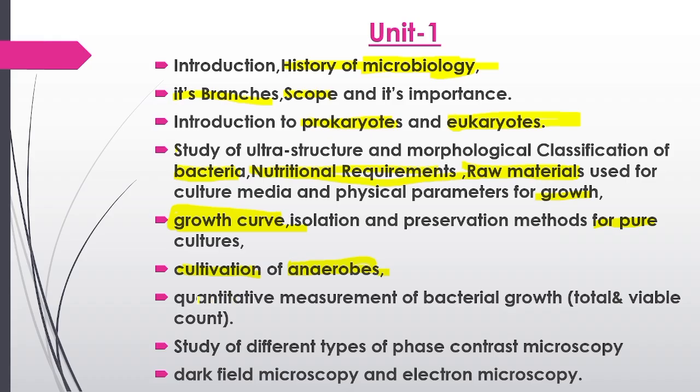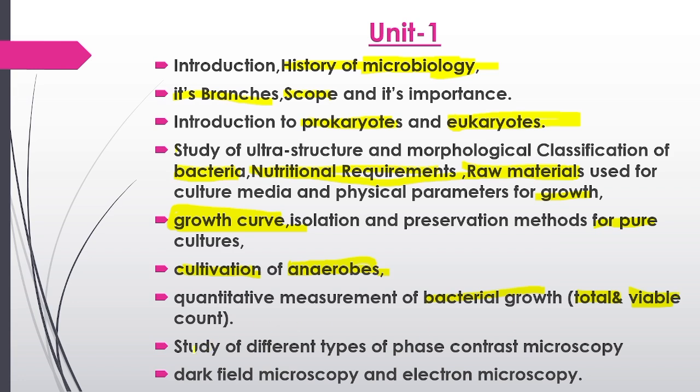Next, what is quantitative measurement of bacterial growth? The bacterial growth is mostly of two types, total count and the viable count. What is the meaning of total count and viable count? The total count is the total number of microorganisms present in the given sample. And what is a viable count? The viable count is the number of organisms living in the given sample. Viable means number of living.